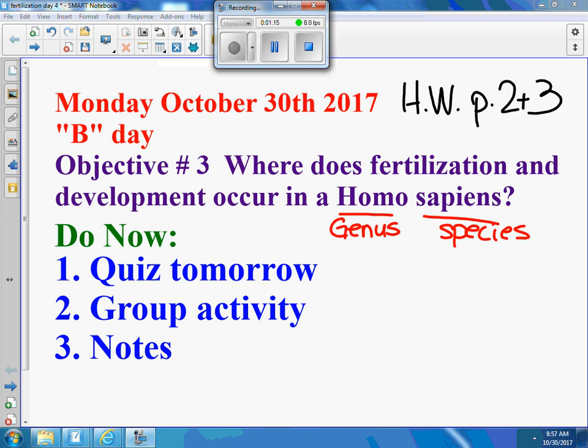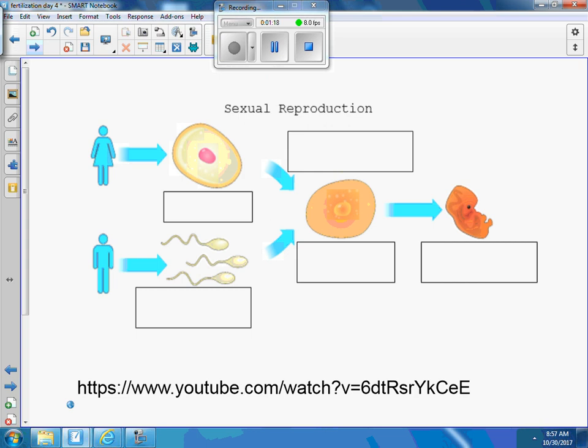Good. So we're going to be looking at how humans, Homo sapiens, fertilize and develop. Open up your note packet to page 3. There's a chart. Packet page 3, yellow notes. You're going to be working with partners today. Today's lesson is a little bit trickier because you have to make a lot of inferences. You have to think and banter with your partner, with your neighbor.